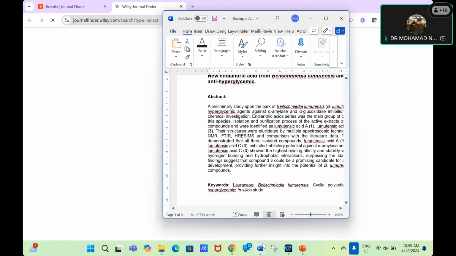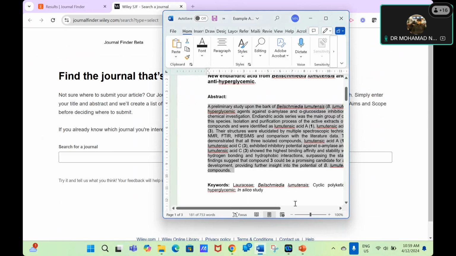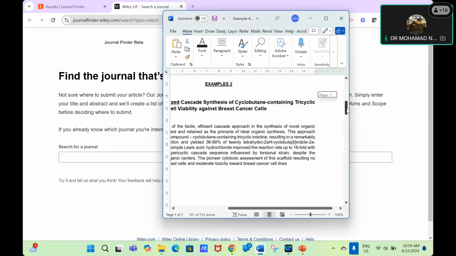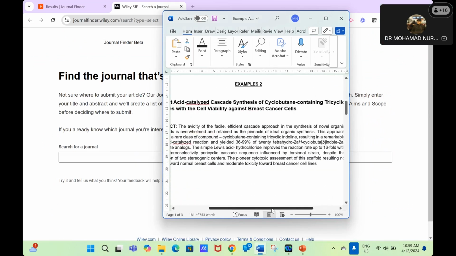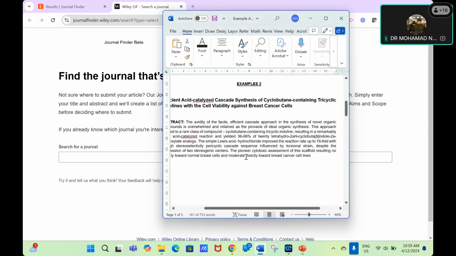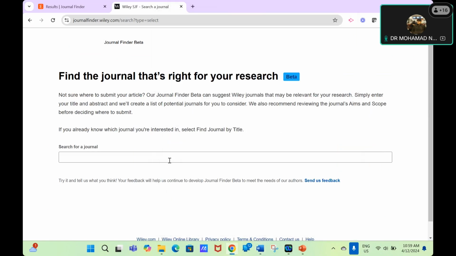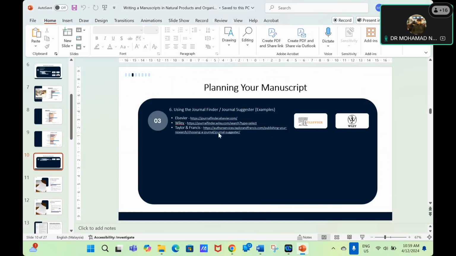So we take an example for the second abstract. What we have here. Okay, this is the synthesis one. Okay, so this is beta version. So okay, maybe not Wiley. Maybe I will try another one. Okay, Taylor & Francis, maybe. Yeah.